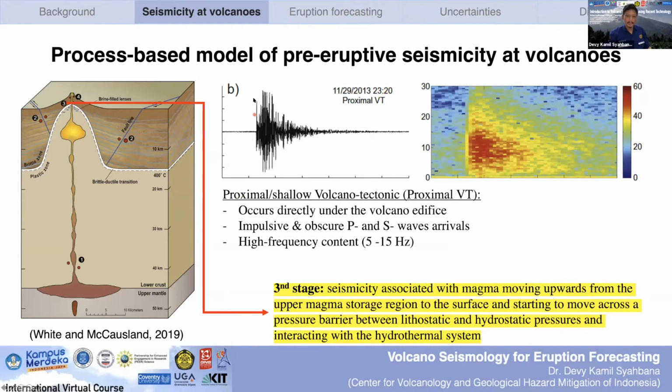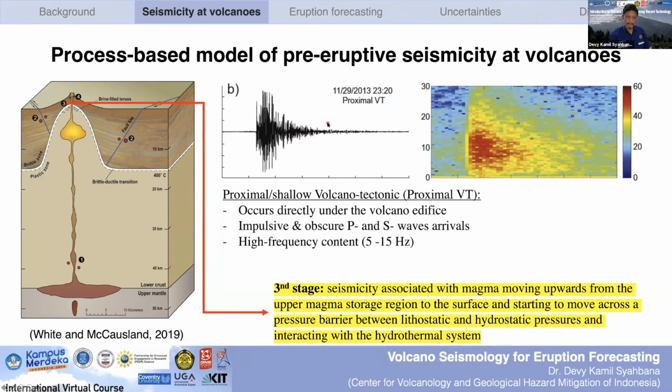It has an impulsive arrival signal, but sometimes it has obscure P and S wave onsets. Sometimes you cannot distinguish between the P and S wave. They may be merged or you cannot see them clearly. But if you have a farther station, you may see the P and S wave arrivals in other stations. So if you have a good seismic network, you could still see the P and S wave arrival times.